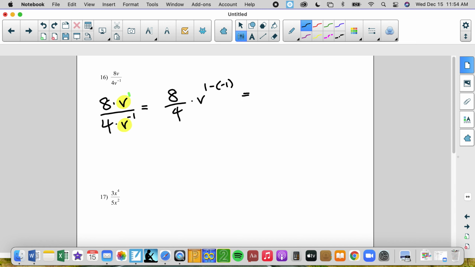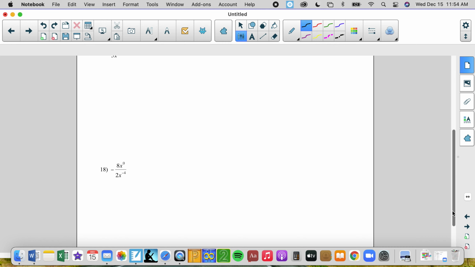And now we're going to simplify. 8 over 4 simplifies to 2. V to the second. 1 minus -1 becomes 1 plus 1. A negative and a negative make a positive. And you get 2v squared. Number 17. Whoa.